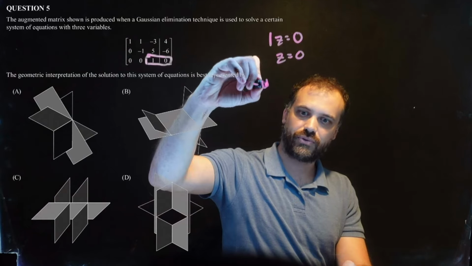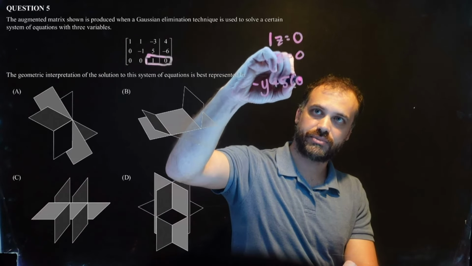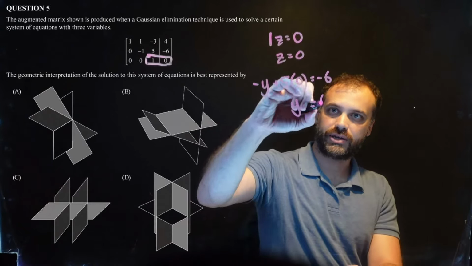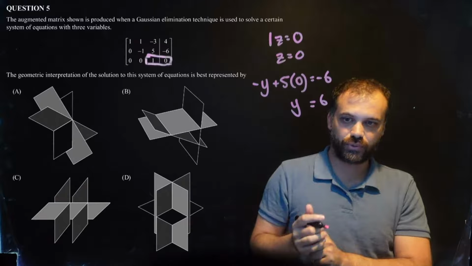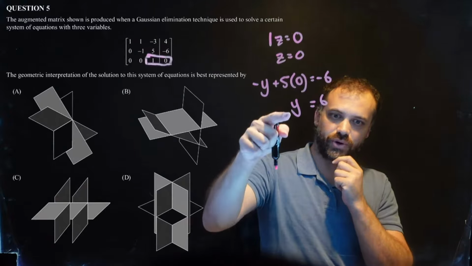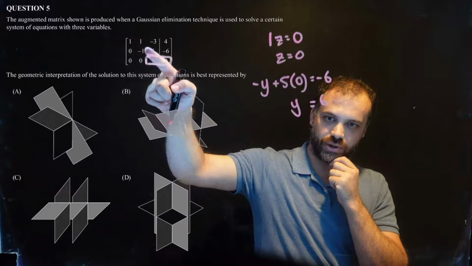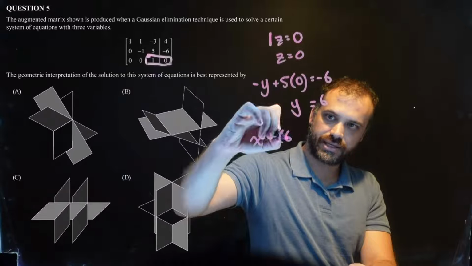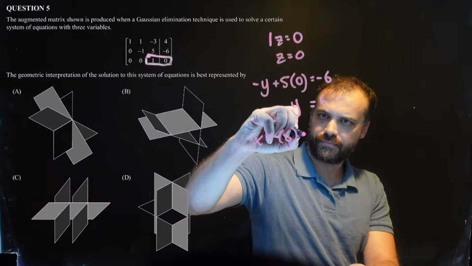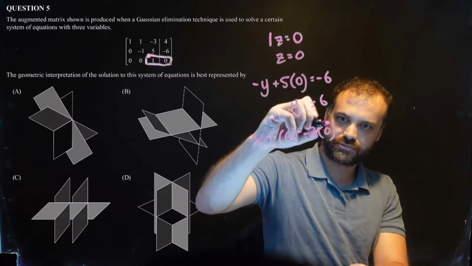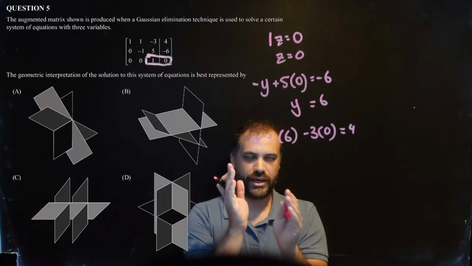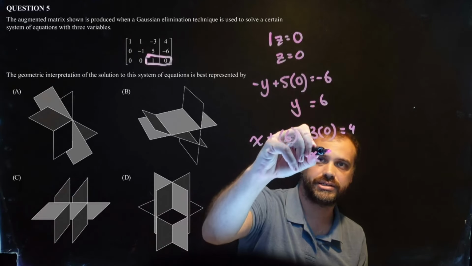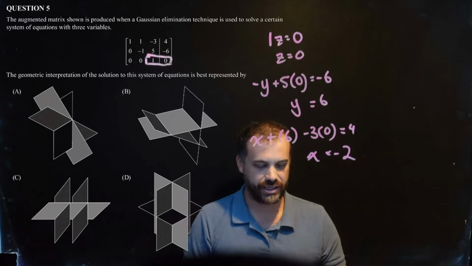Alright, so once I know that z equals 0, I can sub that into the next line. So I can say negative y plus 5 times 0 equals negative 6. So that means that y equals 6, right? If I solve that for y. And then I can take z equals 0 and y equals 6 and sub it into 1, 1, negative 3, 4. So that means x plus 6 minus 3 times 0 equals 4. And I can solve that one. So we've got x equals 4 minus 6, x equals negative 2.